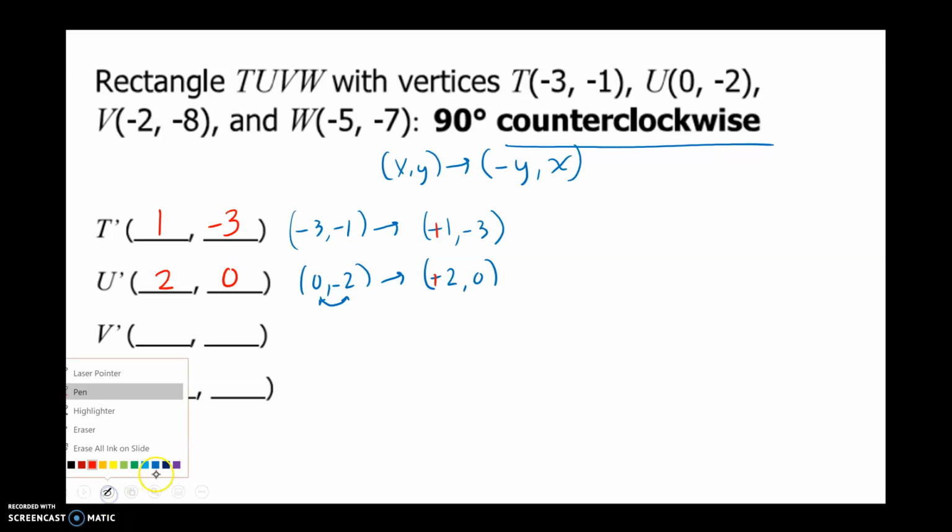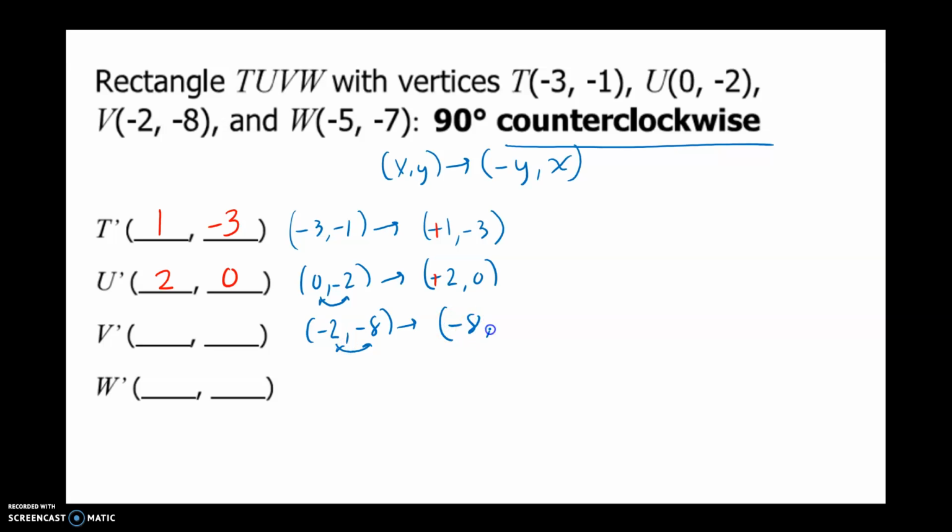For v, I'm starting with -2 and -8. So I'm going to flip these guys, switching their spots here. So I'm going to get -8, -2. But my y is going to have to change to be the opposite, which is going to give me a +8. So I'm going to get 8, -2.